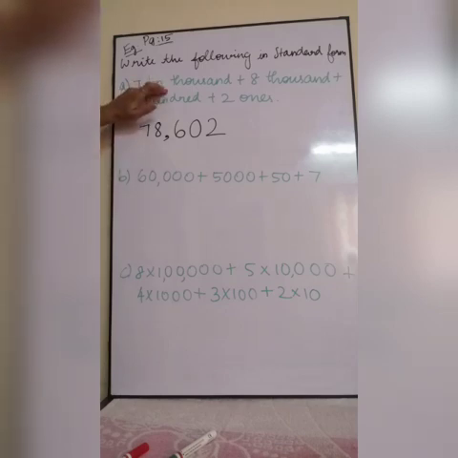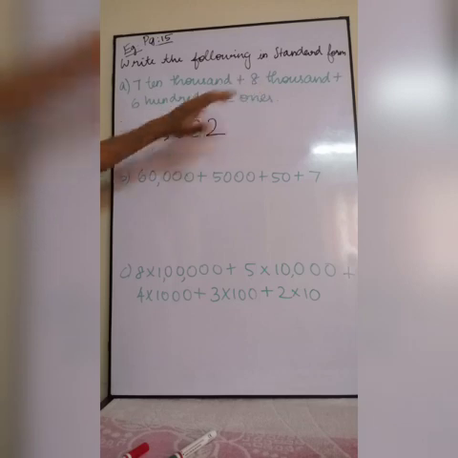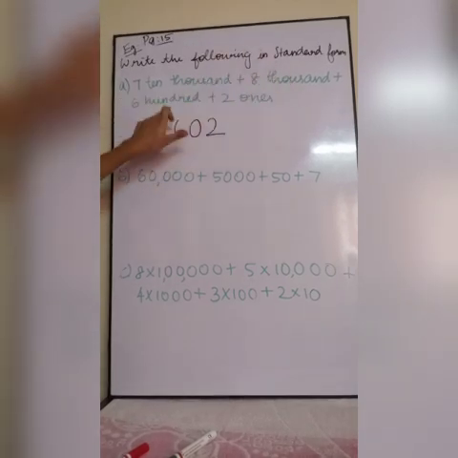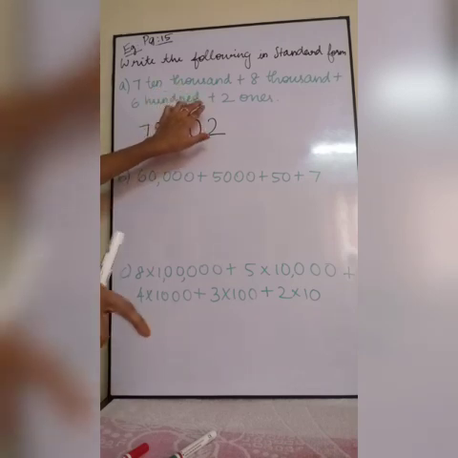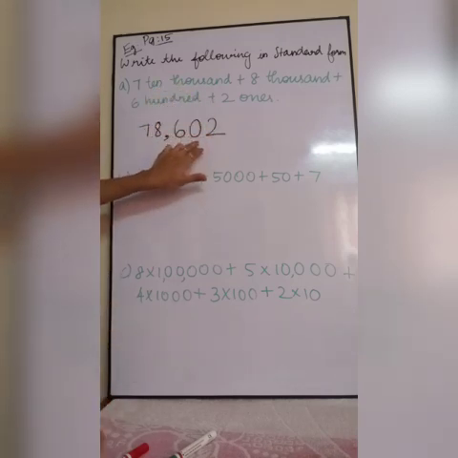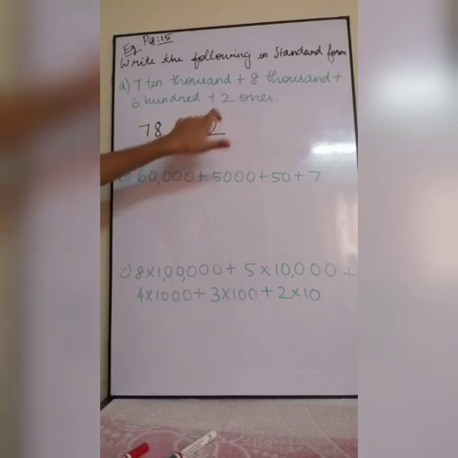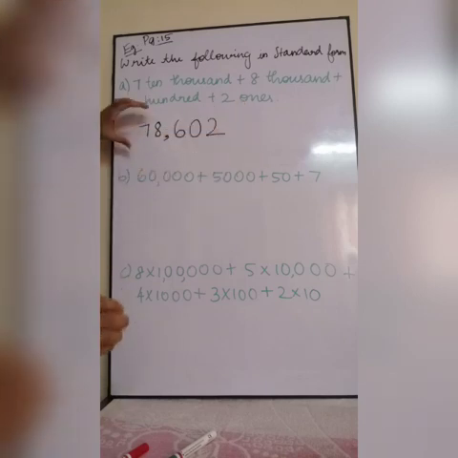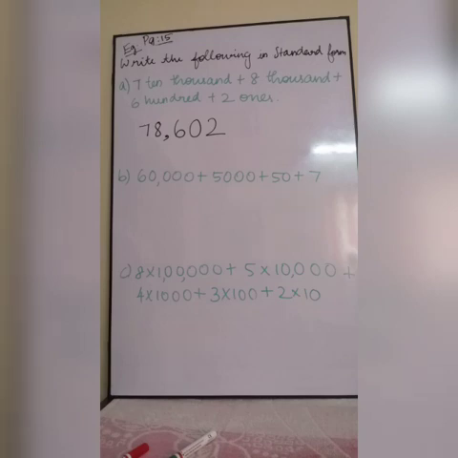Listen, 10,000 is there, so I am writing 7. After 10,000, 1,000, so 8. After 1,000, hundreds is there, so I wrote 6. After 100, tens should be there, but it is not here, so I am putting 0. If anything is not there, you put 0. Next, ones, I will put 2. So this is my standard form for this expanded form. Understood? Next.